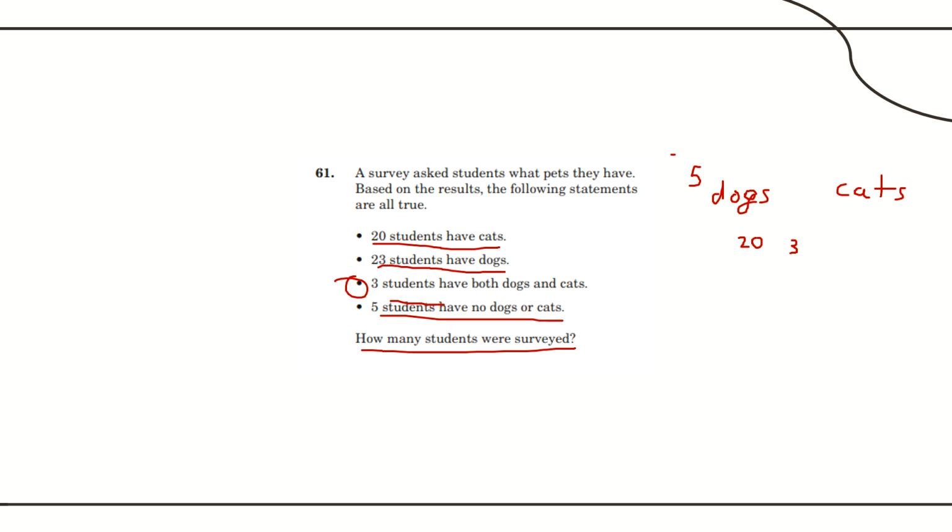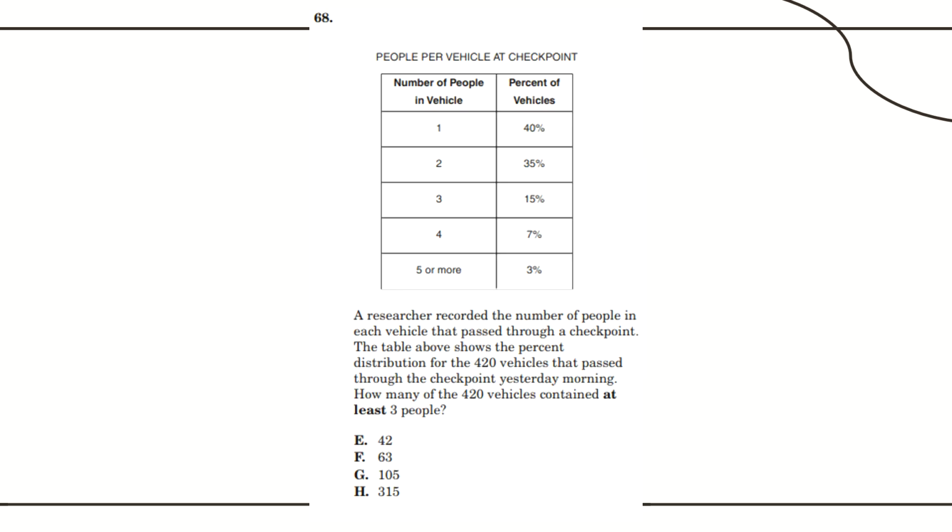Let's erase this first. In this question, it says people per vehicle at checkpoint, and it gives us some percentages with some data. The researcher recorded the number of people in each vehicle, and there's a total of 420 vehicles. How many of the 420 vehicles contained at least 3 people? At least 3 means greater than or equal to 3, so all of 3, 4, and 5 or more are considered part of what they're asking for. So we have to add these percentages.